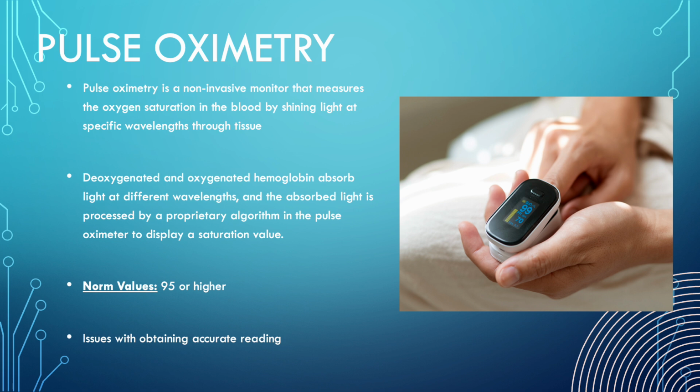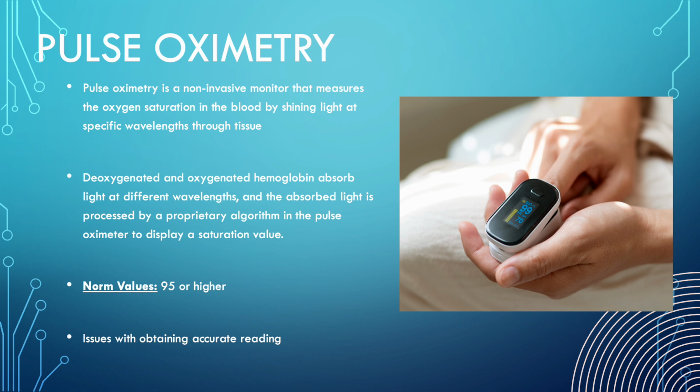And we're looking at our deoxygenated and oxygenated hemoglobin, two of the components of our blood, and they absorb light at different wavelengths. The absorbed light is processed by an algorithm in the pulse ox to determine the saturation value. So a normal pulse ox value should be 95 or higher. If it's lower than 95, we are concerned. This was a common thing, especially with COVID patients. We're having decreased pulse ox values.